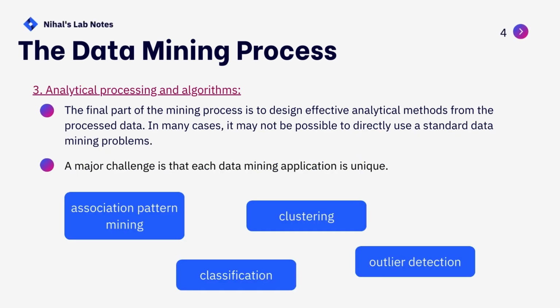Now let's see the analytical processing and algorithms phase. The final part of the mining process is to design effective analytical methods from the processed data. In many cases, it may not be possible to directly use standard data mining problems. A major challenge is that each data mining application is unique. We have four problems: association pattern mining, classification, clustering, and outlier detection.